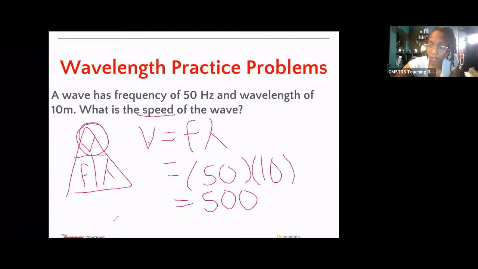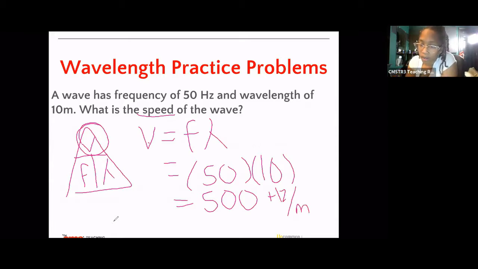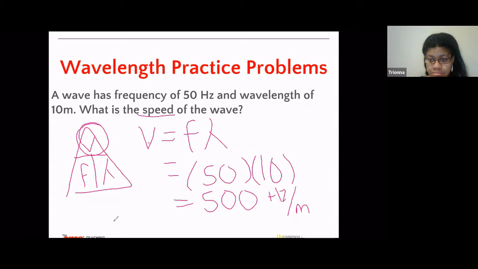Make sense? And then the unit here would just be, you could say meters per second, or hertz per second, hertz per meter here. Simple enough.